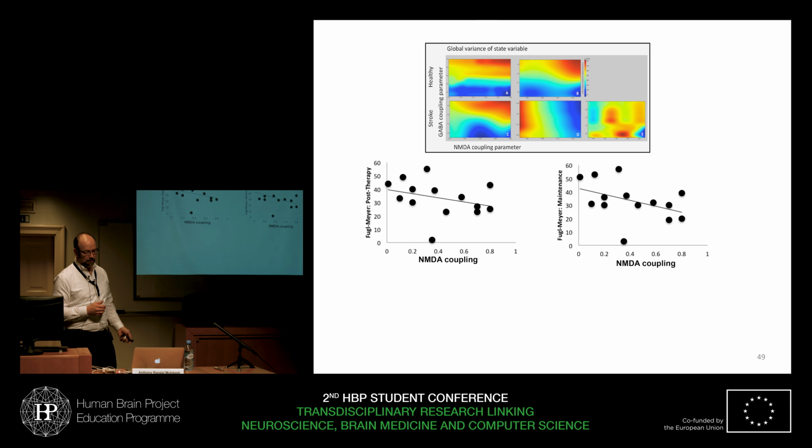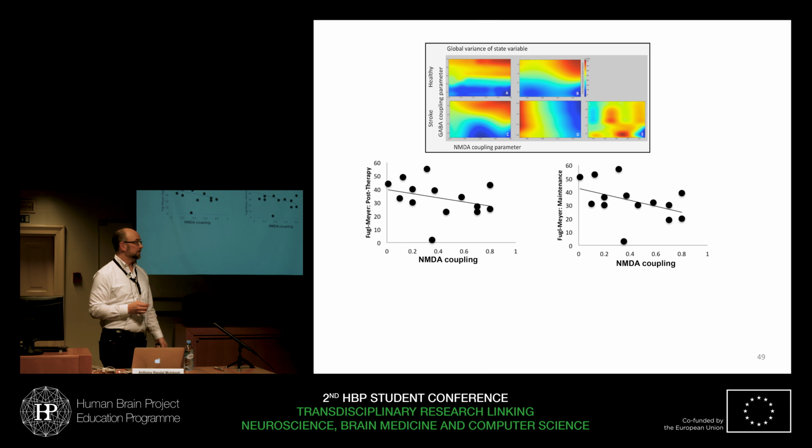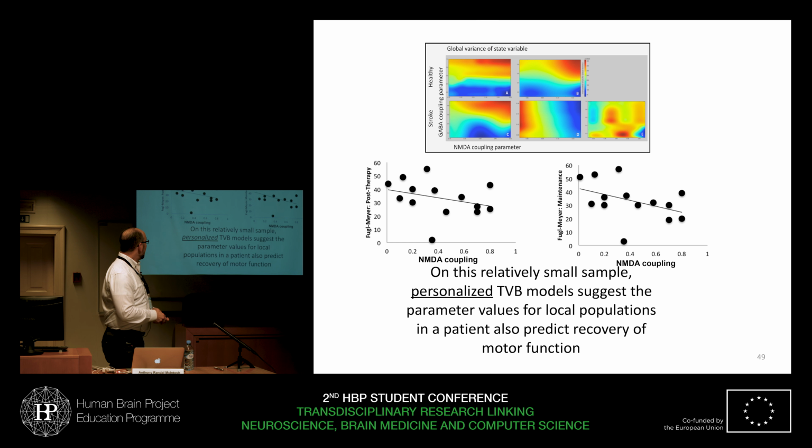1 year after therapy. And you see that the coupling parameters, in this particular case, correlate negatively with the clinical outcomes. So those who have less excitatory coupling actually show better recovery of function immediately as well as later on. And that gets us to the idea of being able to personalize these models and have them have some clinical utility. You can use this, for example, as an estimation for prognosis for recovery of function.